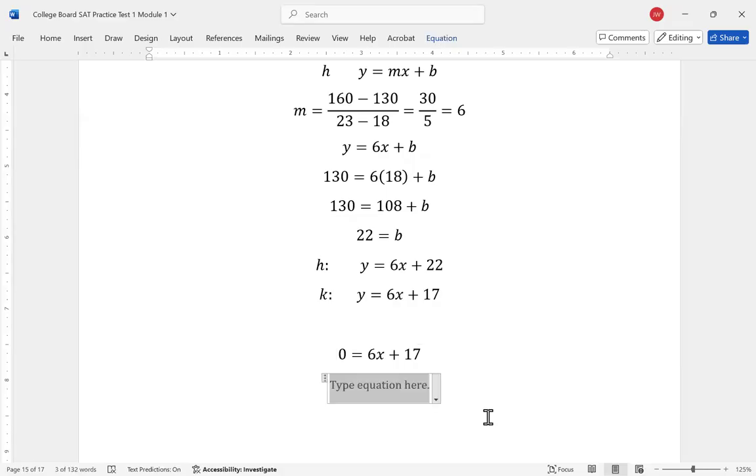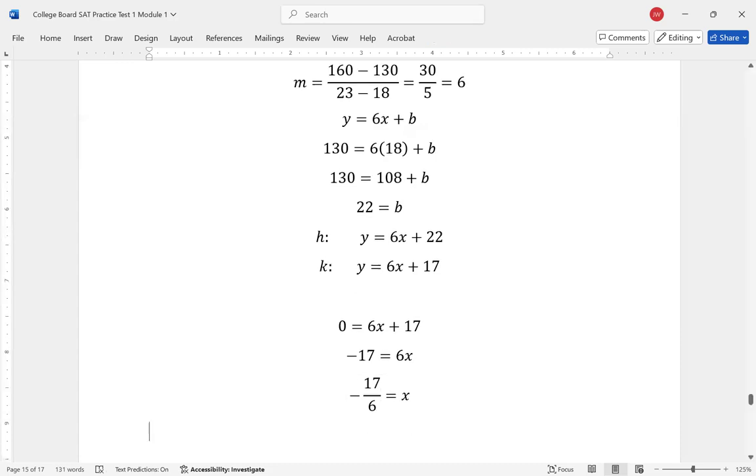And so you could have also done that. You could have plugged in 0 for Y into line K, and then solved for X. You'd subtract 17 from both sides. You get negative 17 is equal to 6x, and then you divide by 6 on both sides, giving you negative 17 divided by 6 as your x value. So that would mean that your x-intercept is negative 17 over 6, comma 0.